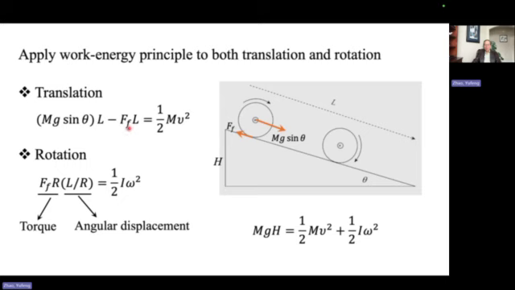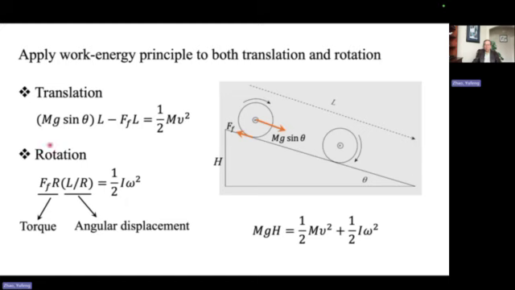So the net work of the two forces is equal to the increase of the translational kinetic energy, which is 1/2 m v squared, where m is the mass of the cylinder and v is the velocity of the linear motion, meaning the velocity of the center of mass. This is the work-energy principle applied to the translational motion.